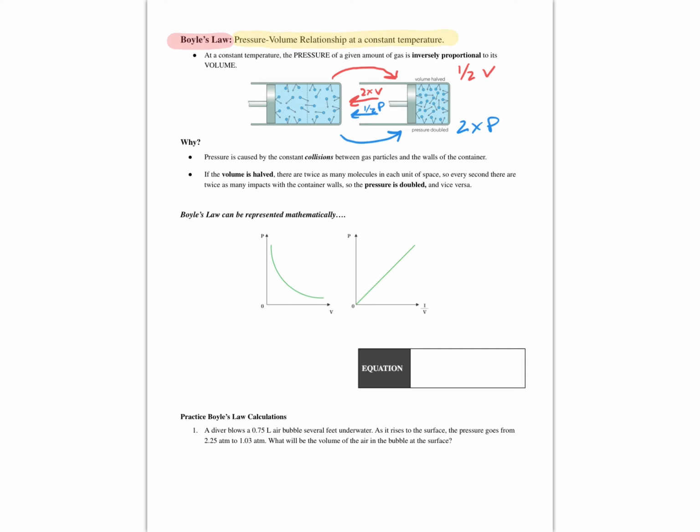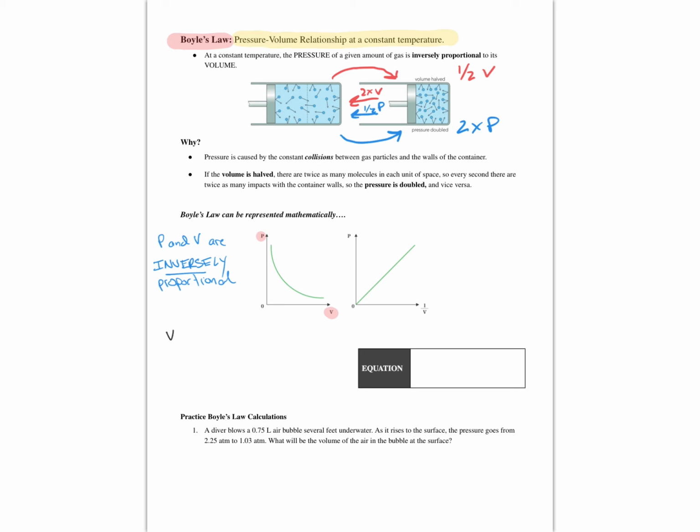Now let's look at this mathematically. So we have two graphs here. The first graph on the left shows volume on the x-axis and pressure on the y-axis. And this pattern or graph that we see is a clear example of an inverse relationship. And one major characteristic of inverse relationship graphs is they never actually reach zero on the y-axis.